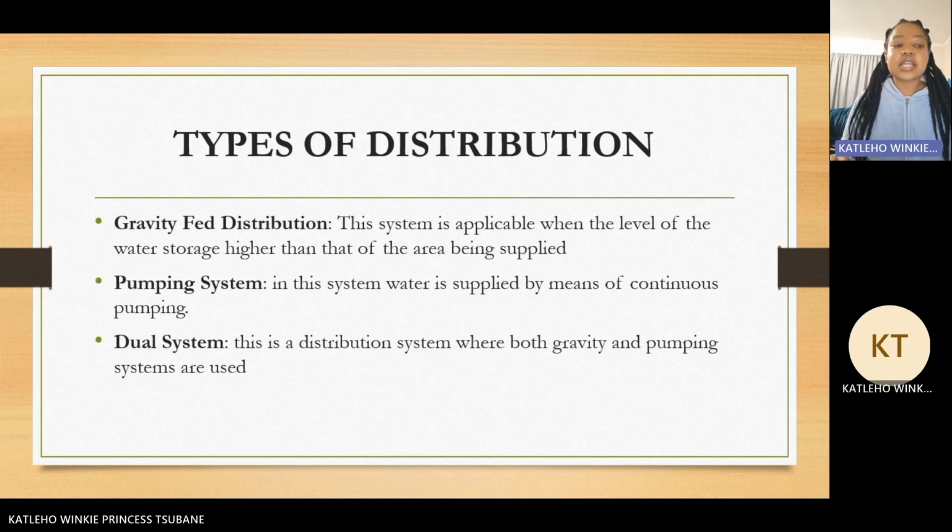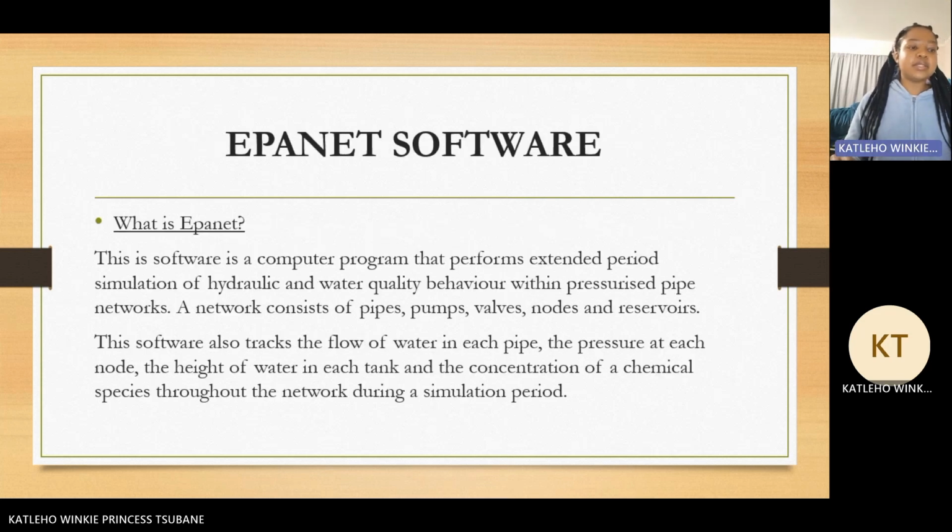As is the case in my project, the system that was applicable was a dual system because from the river to the bulk storage, the elevation is raised, meaning that our bulk storage is on a hill. Therefore, we need pumps to get the water to the hill. And from the hill, which is the storage tank, to the demand centers, the elevations are lower, meaning that our system is gravity-fed.